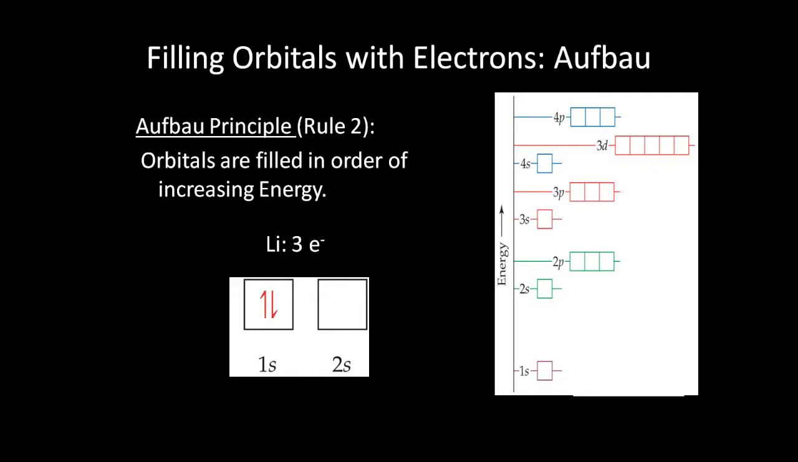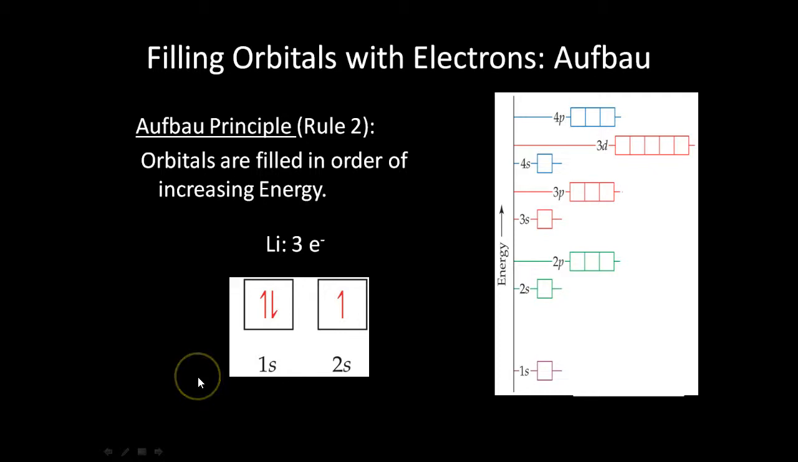And finally, the third electron, we've got this orbital already filled. We have all of the electrons we can put into it. So we move to the next highest energy orbital, which is the 2s orbital. And so we put our third electron there. So this is Aufbau's principle, and Aufbau just said orbitals are filled in order of increasing energy. So this is the orbital diagram for lithium with all the electrons in the ground state.